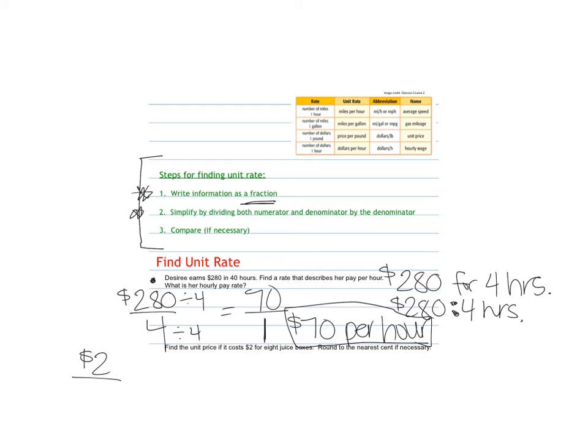So $2 for 8 boxes. Sorry, that's my dog saying hello. So we do $2 over 8. So then I take, there she goes, finding out what she needs to be barking about, which is so important in her world, you know. $2 for 8 juice boxes.